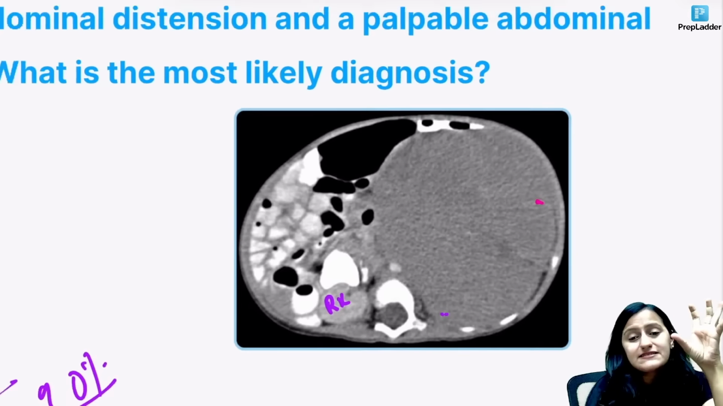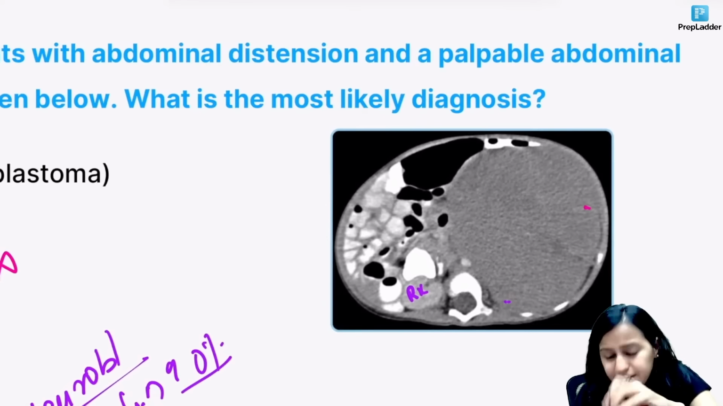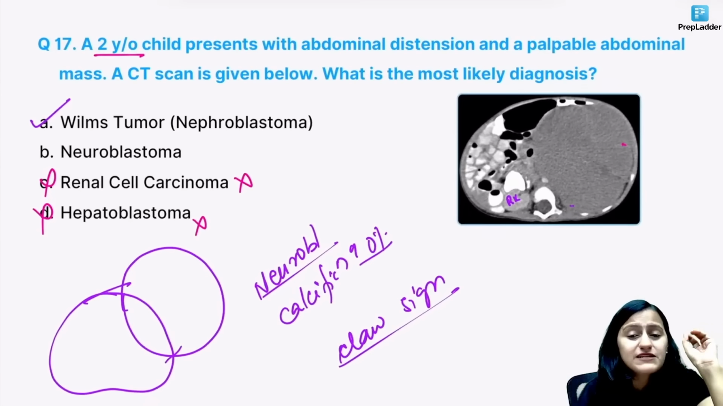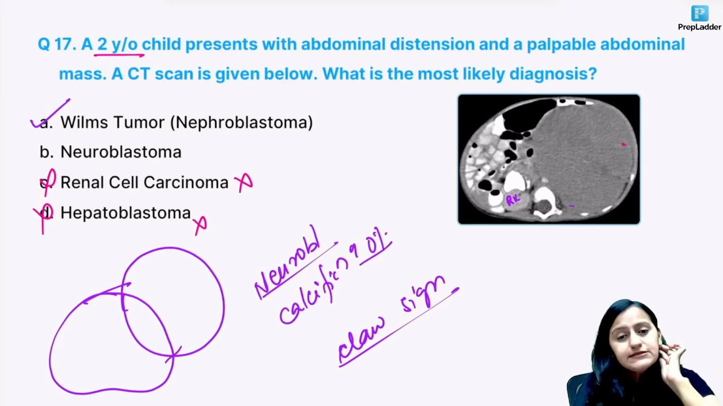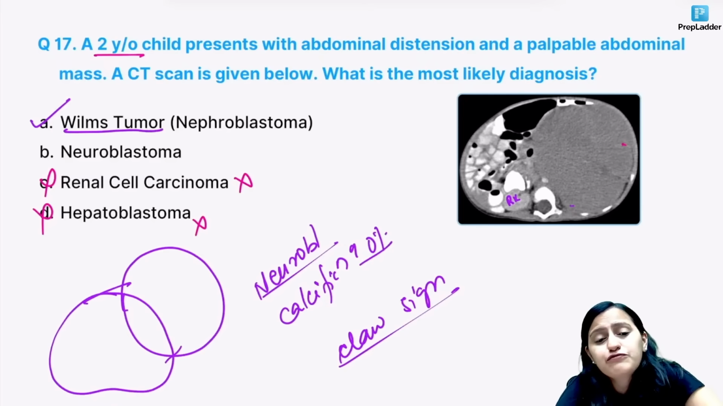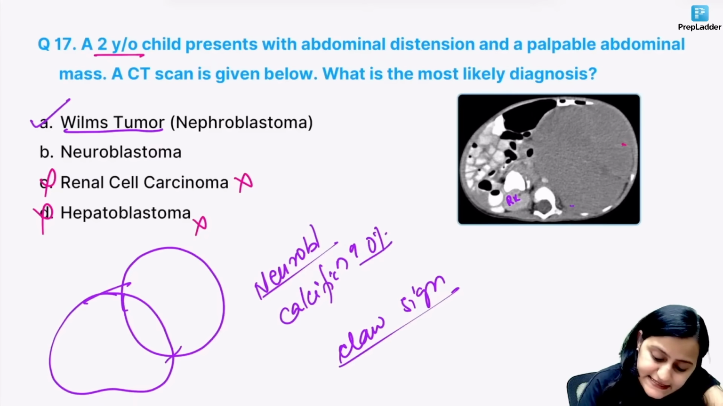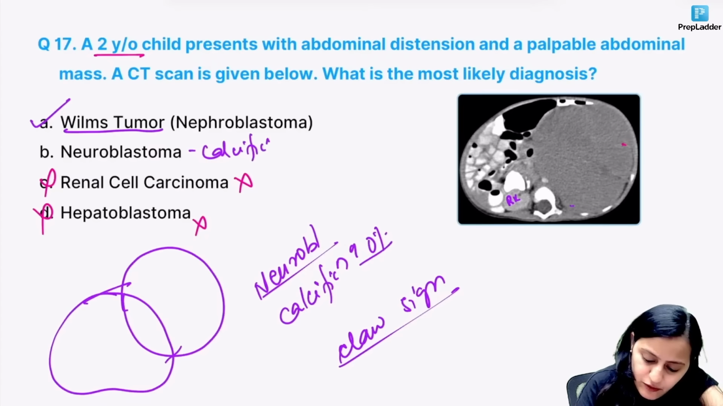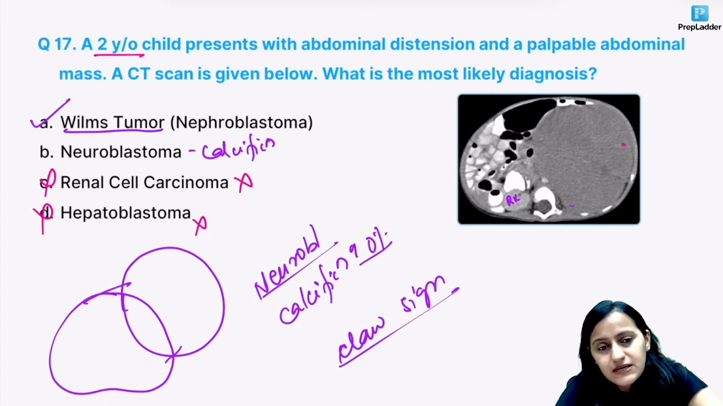But the left kidney is entirely gone, there might be a small rim present. The Wilms tumor itself is so big. Okay. So remember, if I have to go for the answer, I'll go for Wilms tumor here. If there was calcification, I would definitely have gone for neuroblastoma.